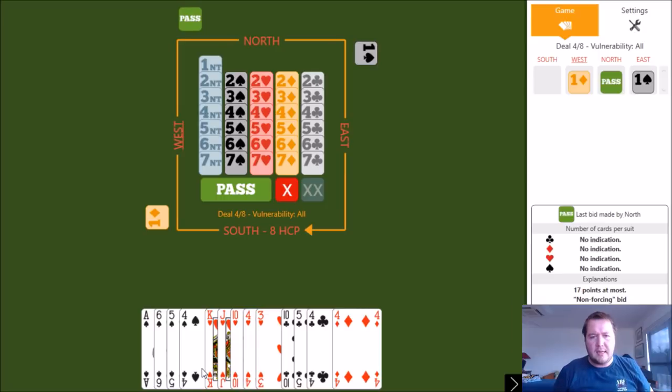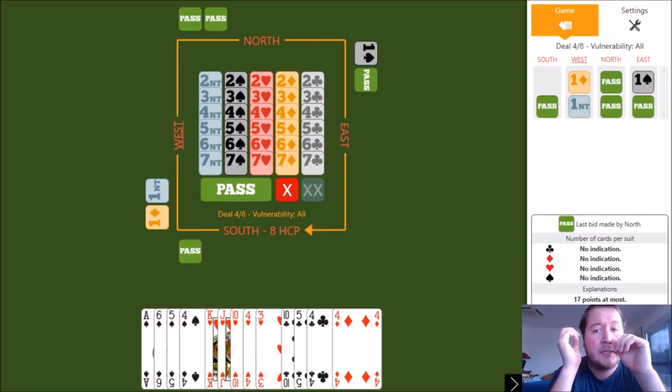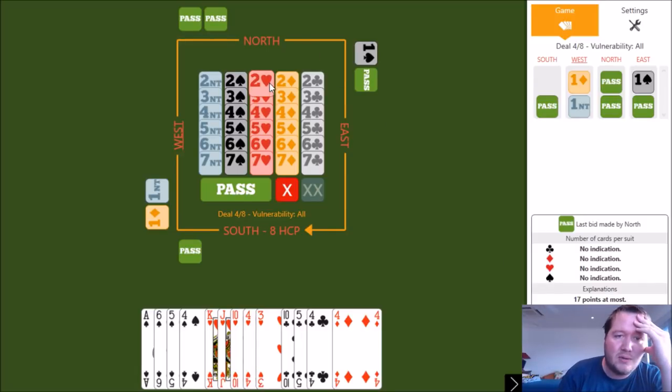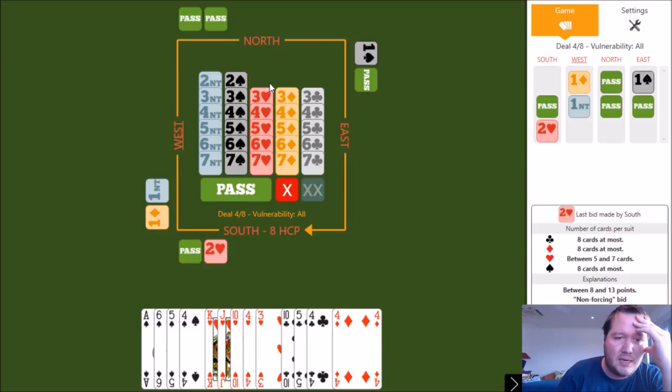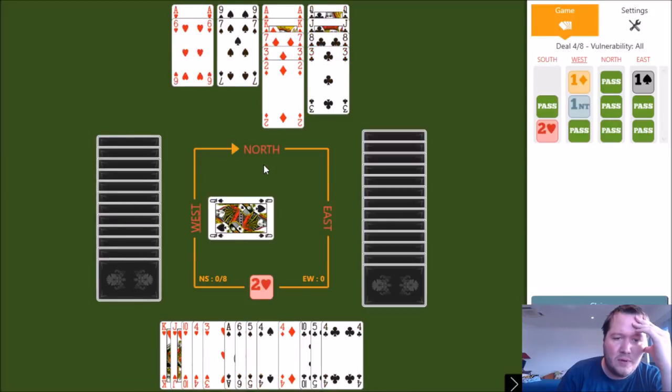Okay, so here we've got an eight count, one diamond, pass, one spade, pass. One no trump, pass, pass. So my partner's got some points, they presumably have some diamonds as well. But I'm going to try and compete with two hearts. It's quite frisky, but I know my partner's got a reasonable hand there, and I've got a little bit of shape. So hopefully we can bring this home.